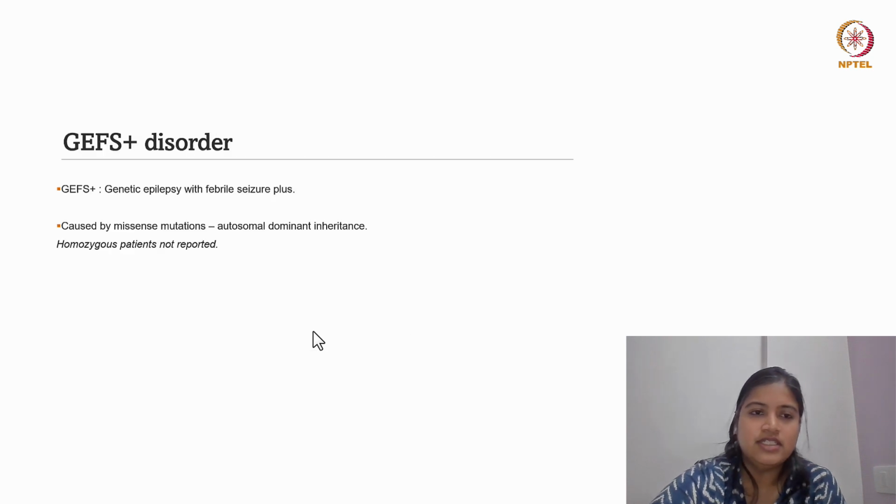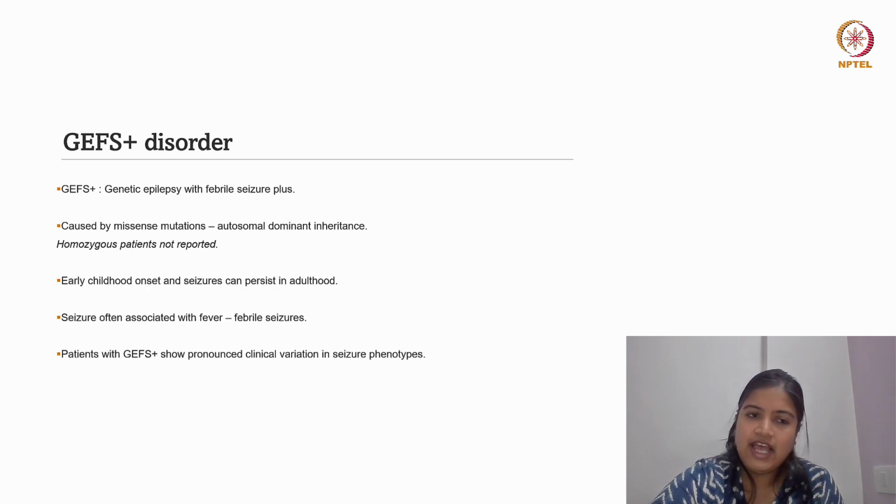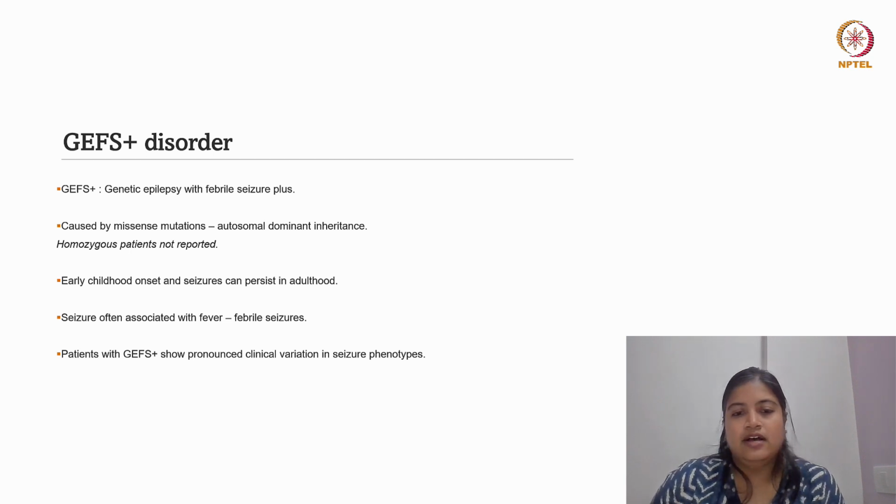GEFS plus disorder, as I mentioned, is a moderate level disorder. GEFS plus stands for genetic epilepsy with febrile seizure plus. This is caused mainly by missense mutations and follows an autosomal dominant inheritance pattern. Homozygous patients are generally not seen in humans. It will have an early childhood onset, and the seizures can persist even in adulthood.